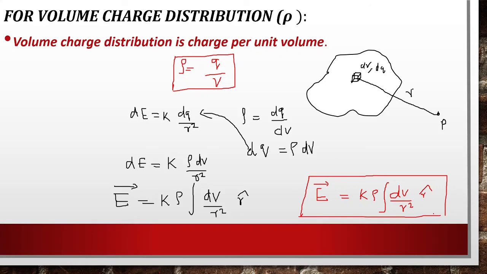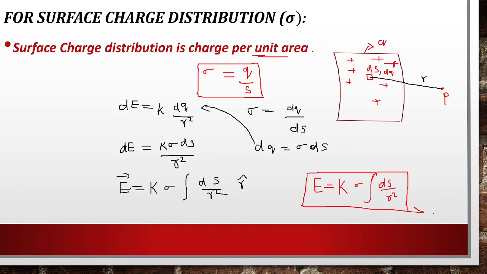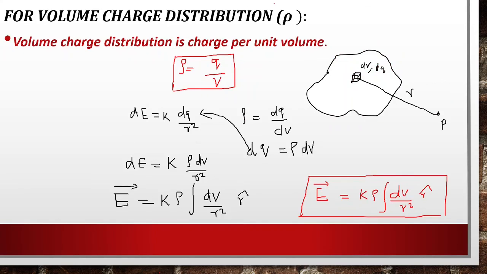So we have got all 3 equations, right? For linear charge distribution, it is E is equal to K lambda integral of dl by R square. For surface charge distribution, it is E is equal to K sigma integral of dS by R square. And for volume charge distribution, it is E is equal to K rho integral of dV by R square. And R cap is to denote the direction.